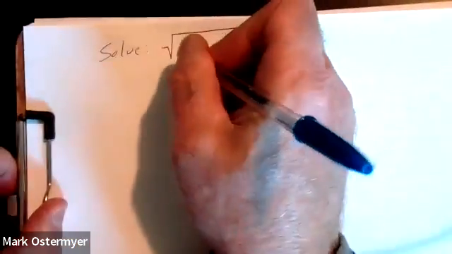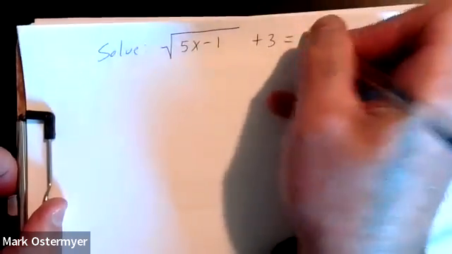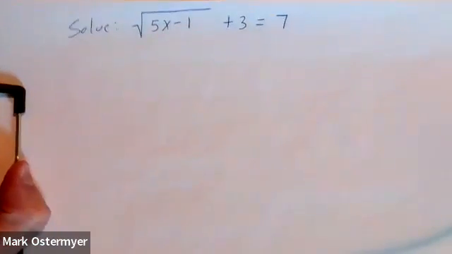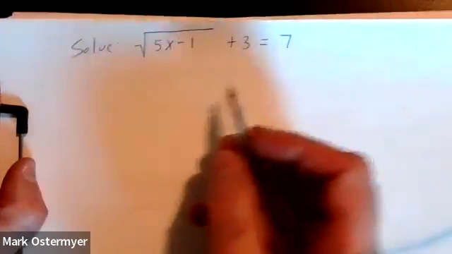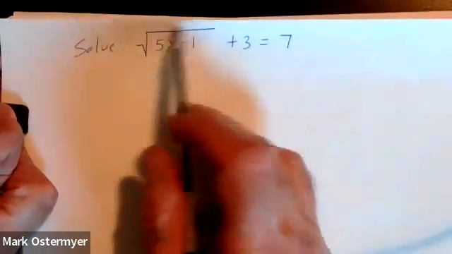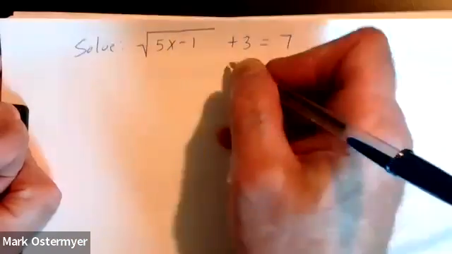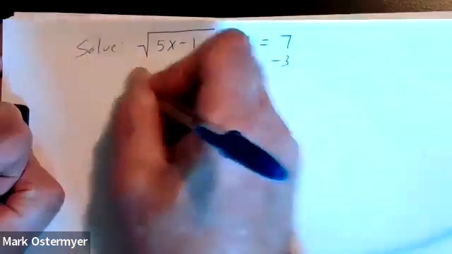All right, let's try another one. Let's solve the square root of 5x minus 1 plus 3 equals 7. We will solve this radical or square root equation for the variable x. First of all, we want to isolate the square root on one side of our equation. We can achieve that by subtracting 3 from both sides.